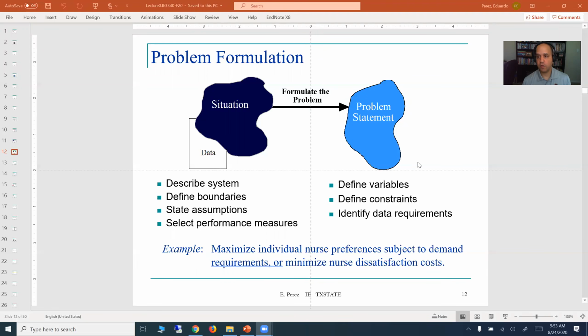So based on those constraints, then we need to identify the data requirements. This is the data that's going to help us state the boundaries for each constraint and also the parameters that are needed for the model. So in this example, for the nurse scheduling, we want to maximize individual nurses' preferences subject to demand requirements, or minimize the nurse dissatisfaction with the schedules.